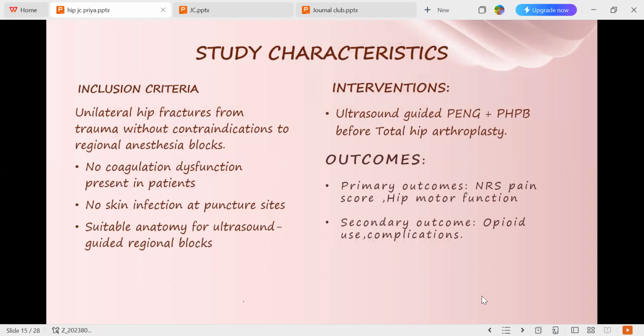So inclusion criteria was unilateral hip fracture patients from trauma without any contraindications to regional anesthesia block, and for the intervention they are performing the ultrasound guided PENG block with posterior hip pericapsular block before they are proceeding with total hip arthroplasty. So in the outcome, they are mainly measuring the primary outcome as NRS pain score and hip motor function, and secondary outcome is opioid usage and complications.